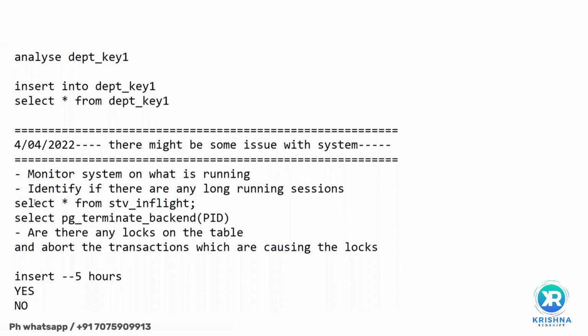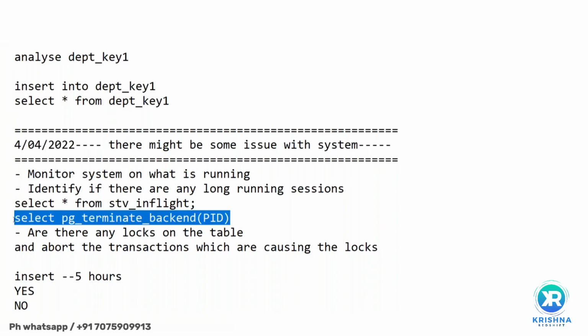The next thing is identifying the long running jobs with that user. If you see that it's been running longer, and if you don't have access to the console, then you can run STV inflate. STV inflate will give the jobs that are running right now. The jobs that are currently running will be displayed if you run select star from STV inflate. Generally the longest running job will be the problem maker.